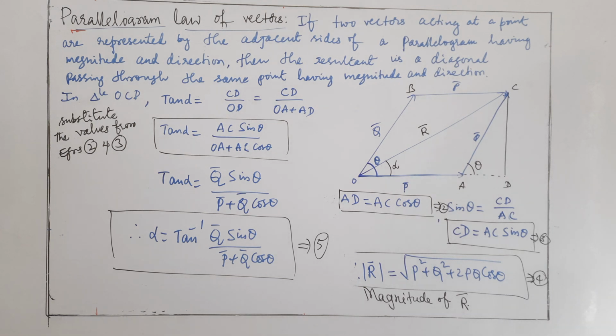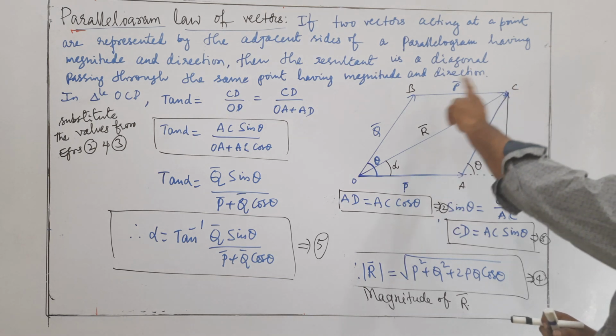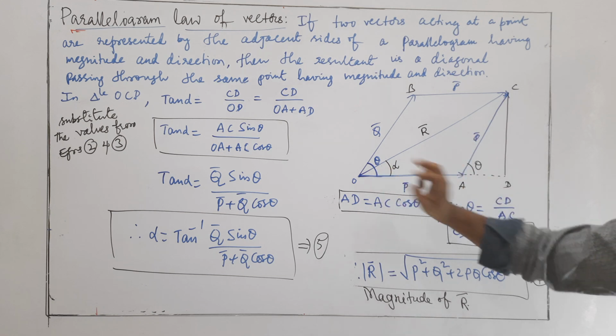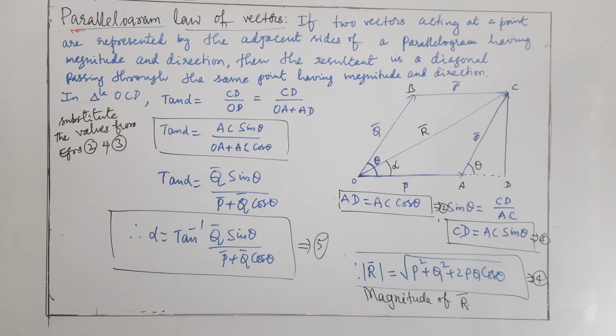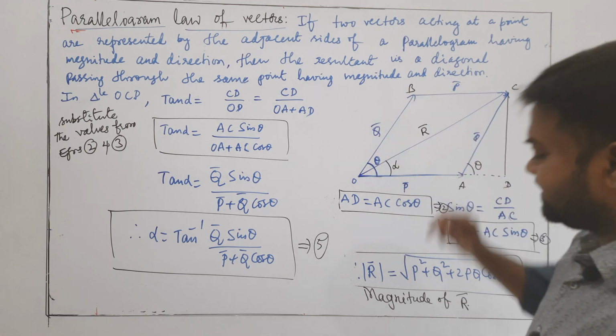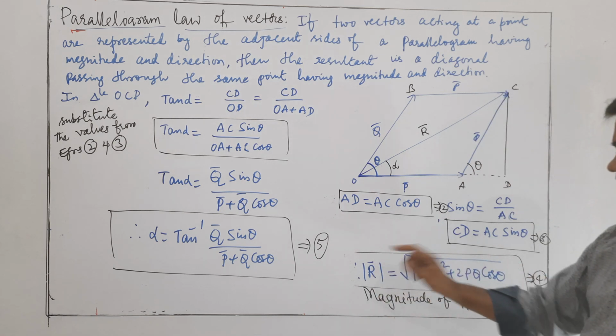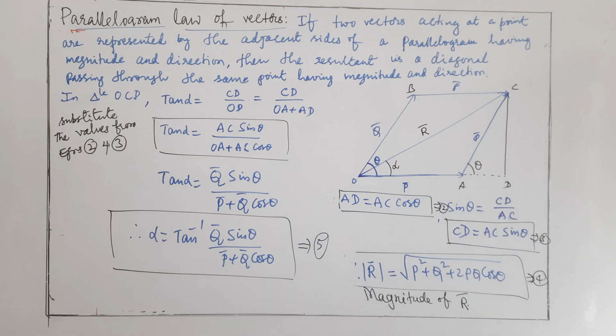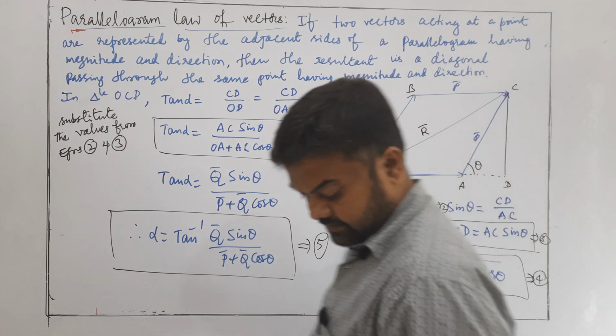Two vectors acting at a point are represented by the adjacent sides of a parallelogram having magnitude and direction. What should be the resultant? The resultant passes through the same point. The diagonal passing through the same point gives the resultant, having both magnitude and direction. What is the resultant magnitude? This one. This is what we have, resultant direction. First you copy this one. All of you copy this one. The diagram is very, very important here.